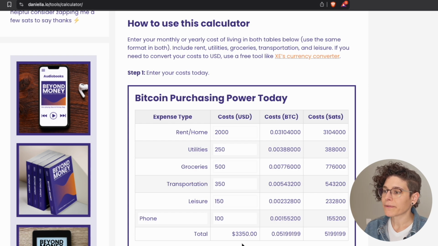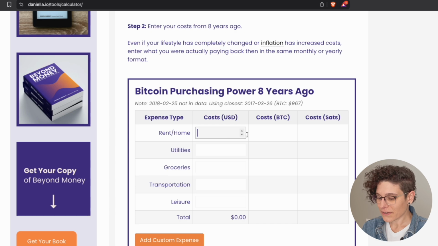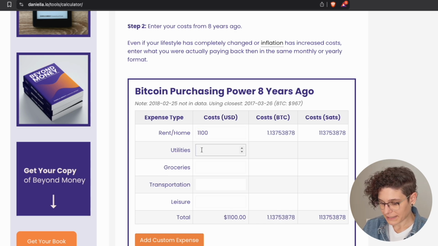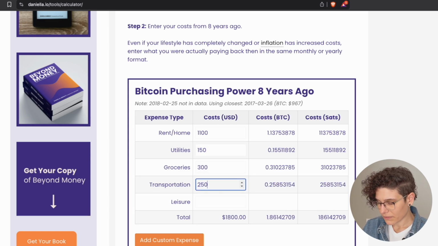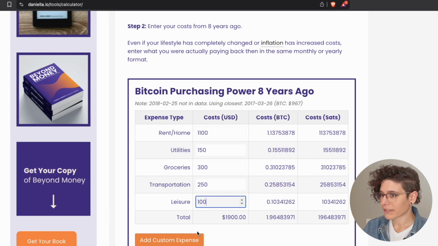So in our example, this person's cost of living today is currently $3,350. And in Bitcoin terms, that comes out to 0.051 Bitcoin. Now we're going to do the second part of the exercise. So we're going to scroll down a bit and you're going to enter your costs from 8 years ago. So imagine, try to go back 8 years. How much were you spending in dollar terms 8 years ago? So for rent, in our example, we have 1,100, utilities 150, groceries 300, transportation 250, leisure 100, and then phone.